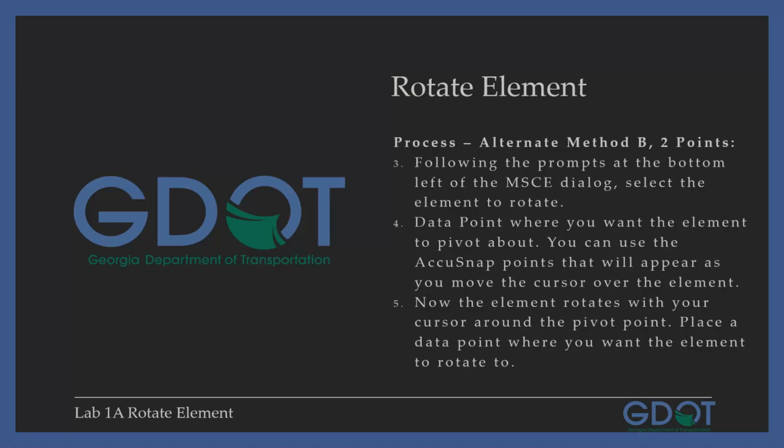Data point, where you want the element to pivot about. You can use the AccuSnap points that will appear as you move the cursor over the element. Now the element will rotate with the cursor around the pivot point. Place a data point where you want the element to rotate to.